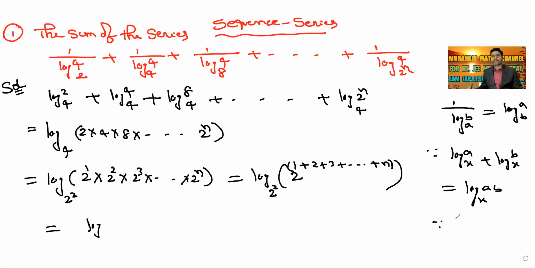We have one formula: log of m to the power k, base n to the power l, is nothing but k by l into log m base n. Now we apply this formula. Log of 2 to the power 1 plus 2 plus 3 plus up to n. This is the sum of natural numbers formula, n into n plus 1 by 2.